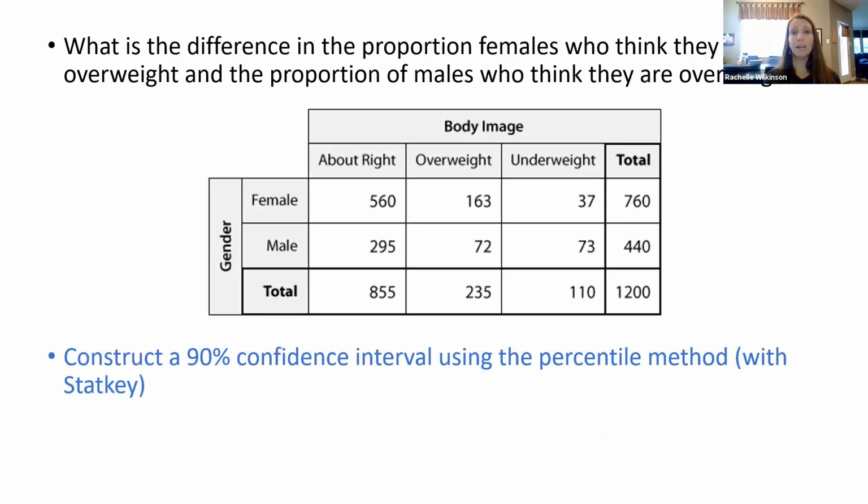Next, let's look at how we can construct a 90% confidence interval using the percentile method. When we use the percentile method, there are two ways we use it. One is if we have StatKey and we can have it generate the distribution for us and do everything inside of StatKey. And the other way is more like you might see it on an exam, where you're going to have a printout of a bootstrap distribution and you have to do it by hand.